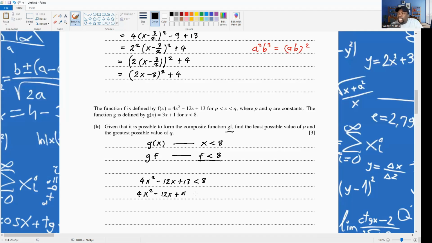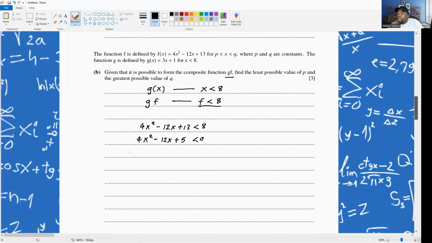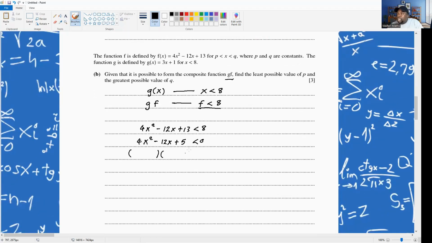We know that that should be 5, right? And it's less than 0. And now we can factorize what we got right here. So let's do the factorization. If we factorize this, 4x squared, we can split it into 2x and 2x. And for products of 5, since it's a minus and a plus, we can have minus 5 and minus 1, and minus 10, minus 2, making minus 12. I think we're good. So we have factorized it, okay?